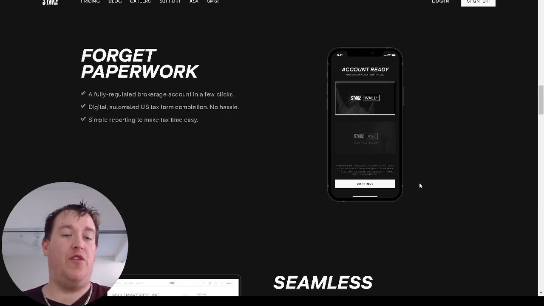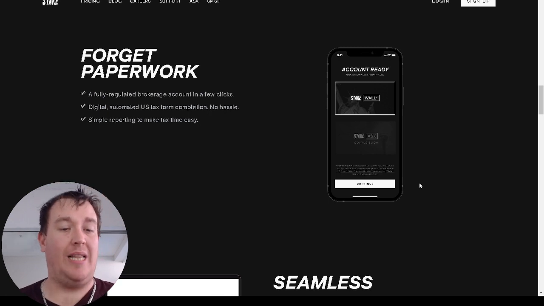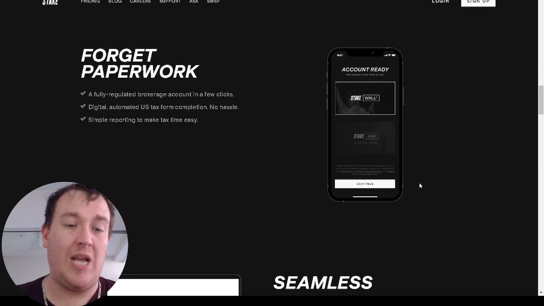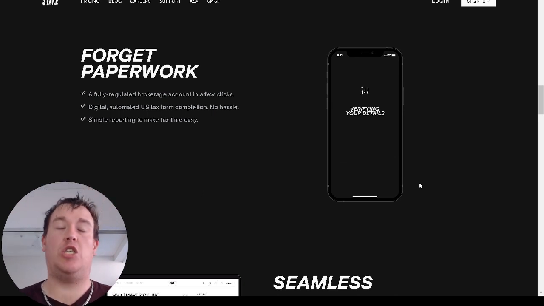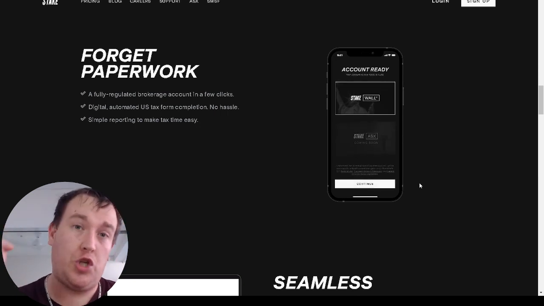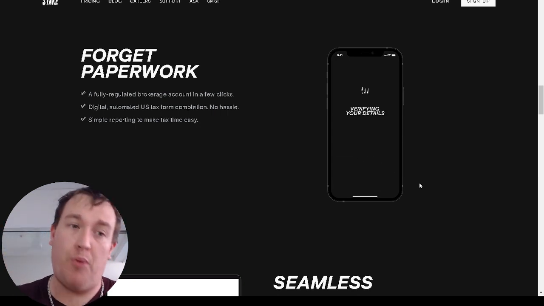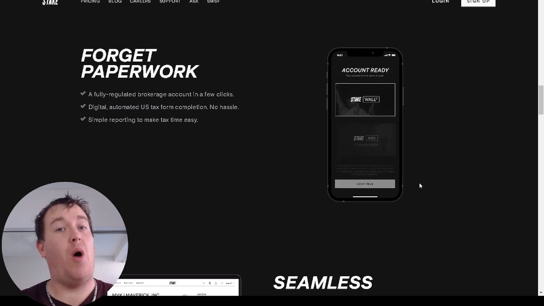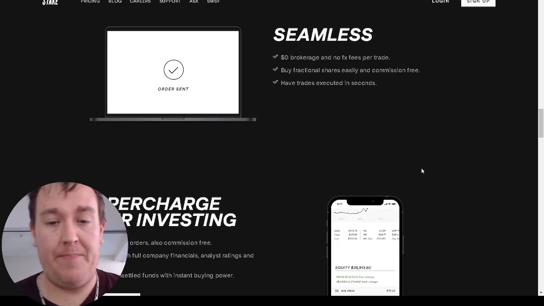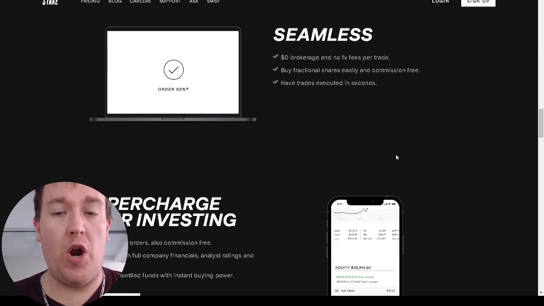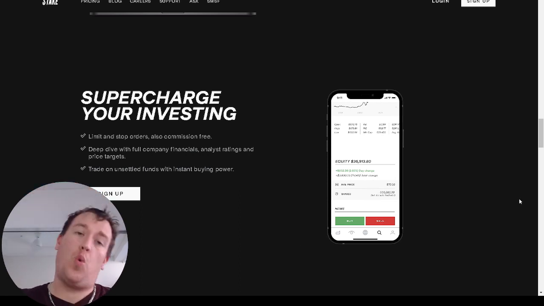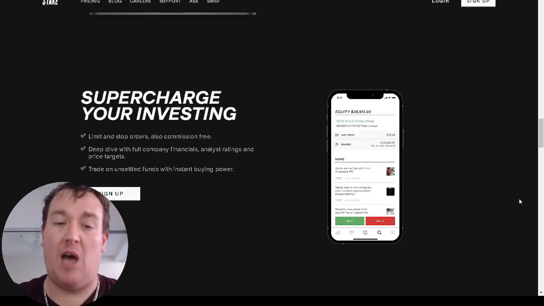Forget the paperwork: a fully regulated brokerage account in a few clicks, digital automated US tax form completion with no hassles, and simple reporting to make tax time a breeze. Just to talk about it, I just did my taxes. It was two clicks, I presented my tax report, it emailed it to me, I flicked it off to my accountant, done, done, and done, tick. Alrighty. Let's jump in. Seamless, no brokerage fees. As we discussed, supercharge your investing. Beautiful look. We're about to jump into the platform itself and have a look.